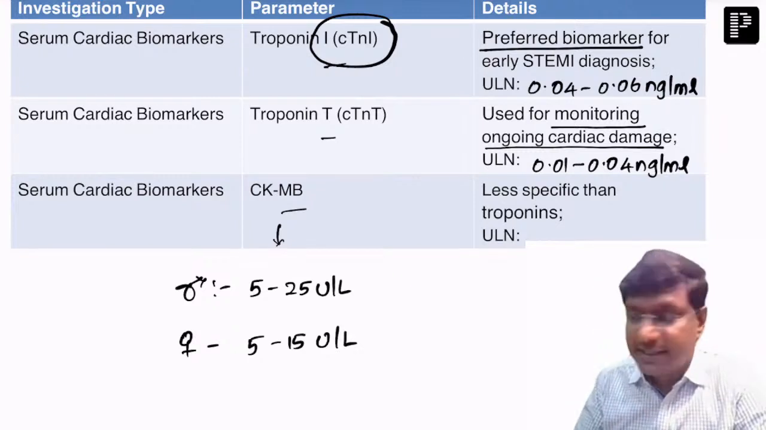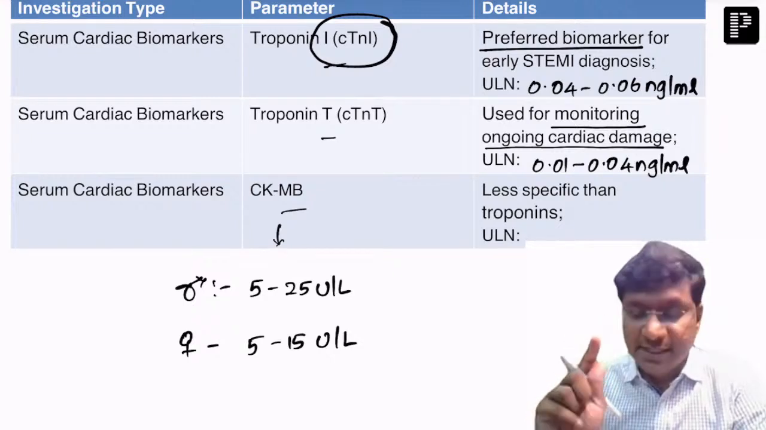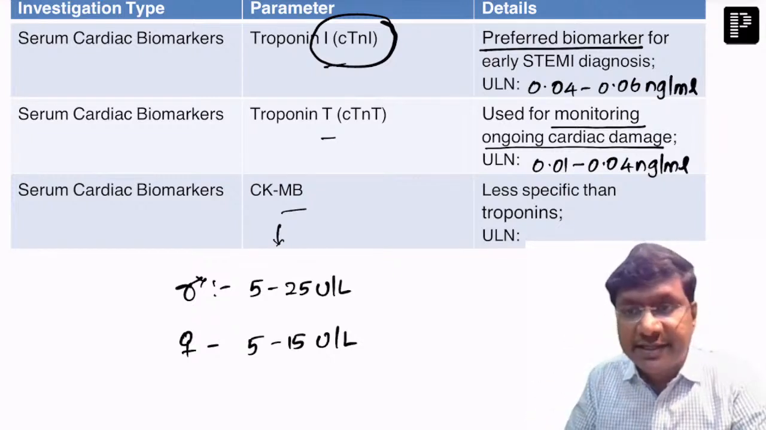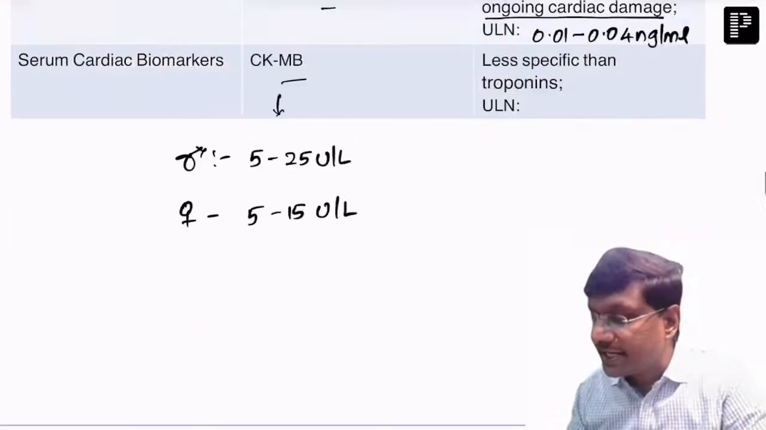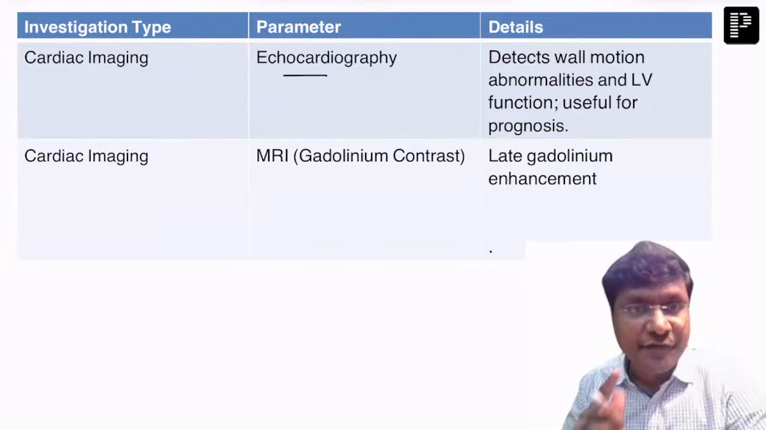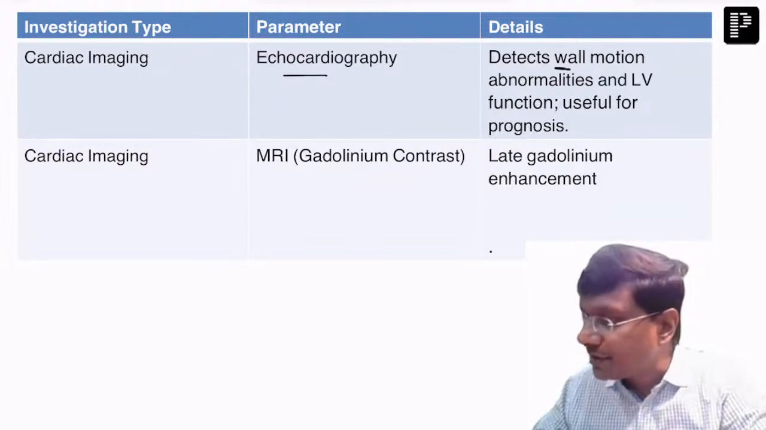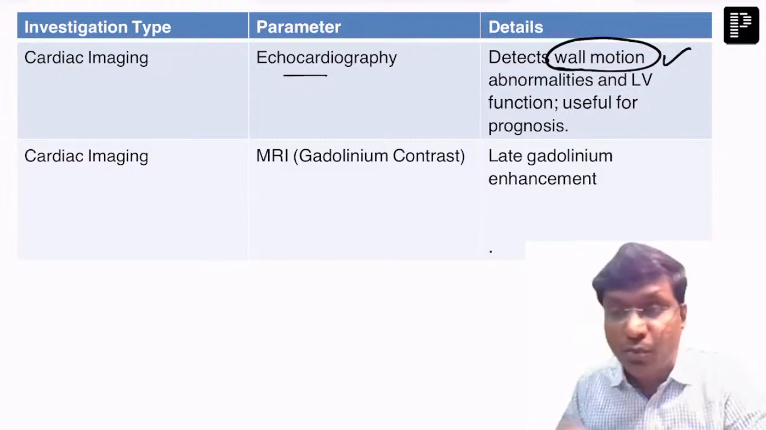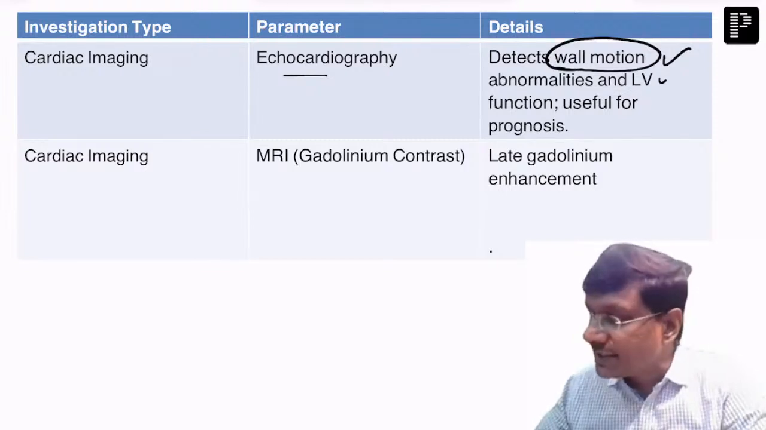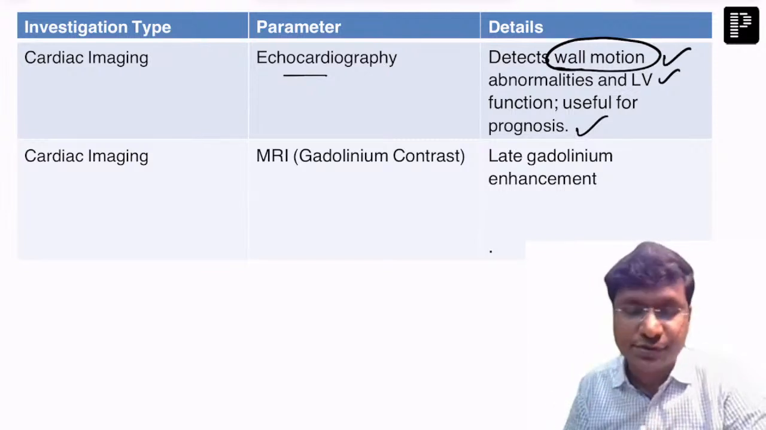Then in the investigations of STEMI, one is your ECG first, then the cardiac biomarkers, then next is the cardiac imaging. In cardiac imaging, the echocardiography is the first line cardiac imaging. What is the purpose of doing the echocardiography? This will detect the wall motion abnormality. This will tell you about the LV function, and this is also useful for the prognosis.